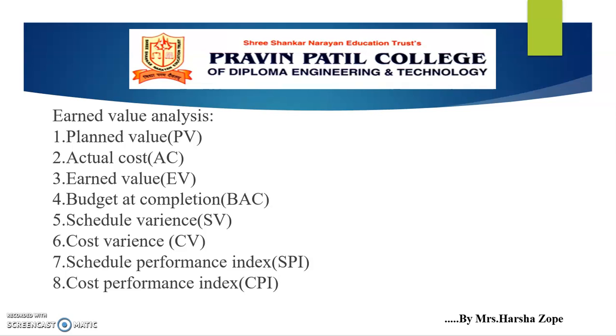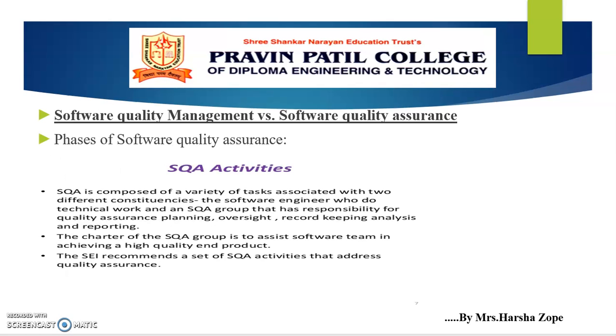Then schedule variance, it indicates the status of the schedule. It represents whether work is ahead or behind the plan. The cost variance, that is the CV, it is the difference between earned value and actual cost. Then schedule performance index, that is the SPI, it is a measure of schedule efficiency on a project. Then cost performance index, that is the CPI, it is a measure of cost efficiency on the project. That's all about earned value analysis.